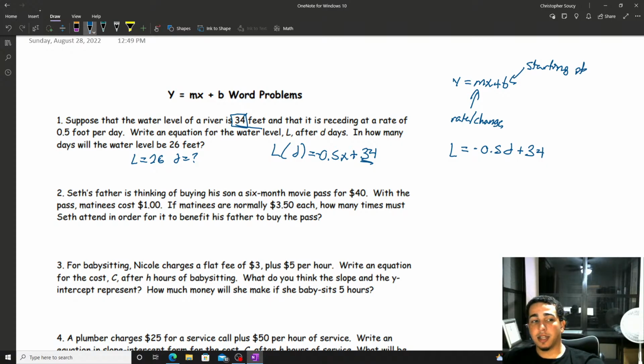And then the question asks, in how many days will the water level be 26 feet? So what is the value of D when L is 26? Instead of L, we're going to plug in 26. And then we're going to solve for D.